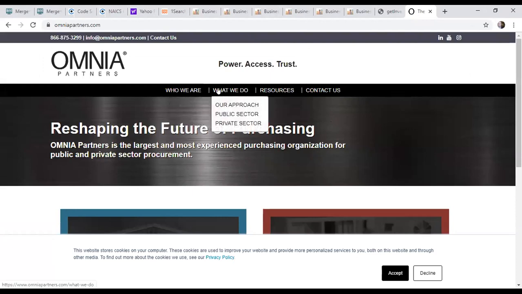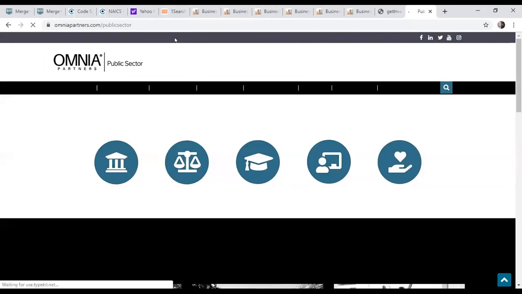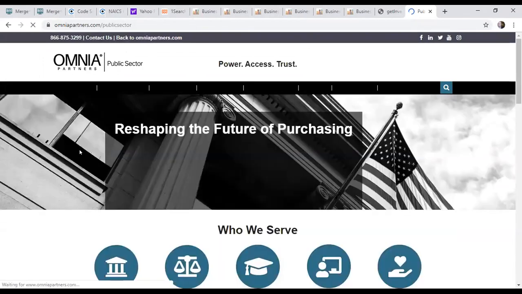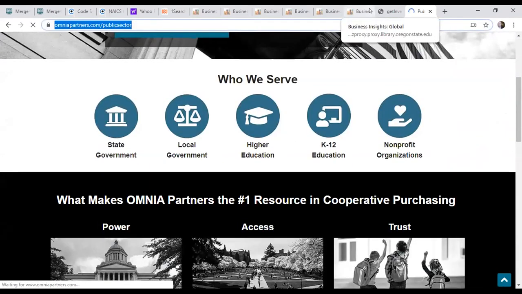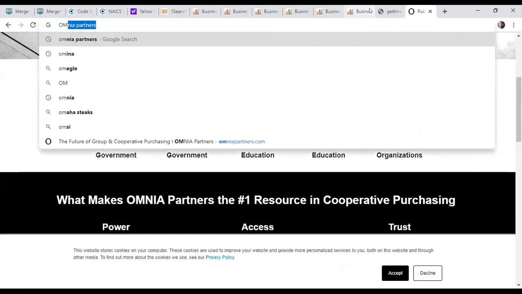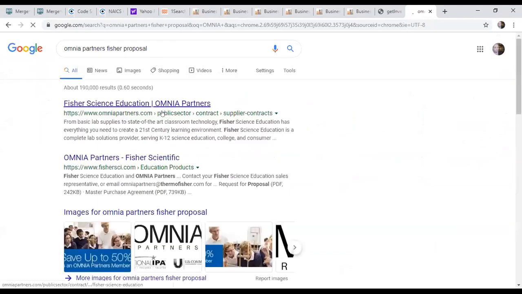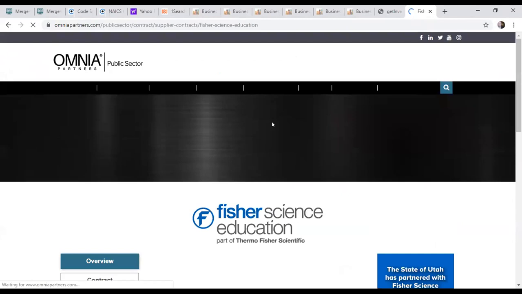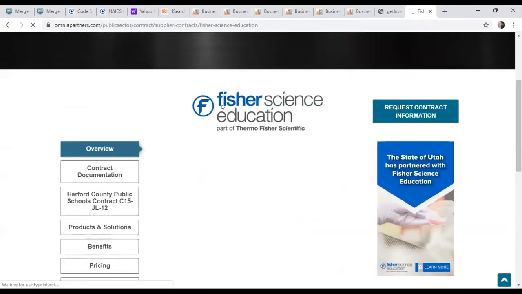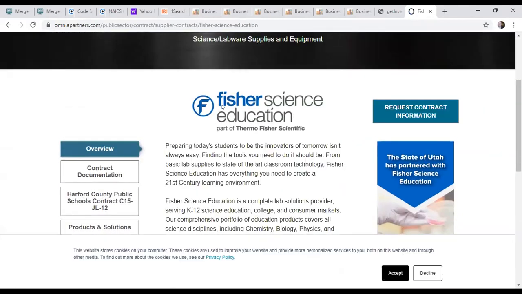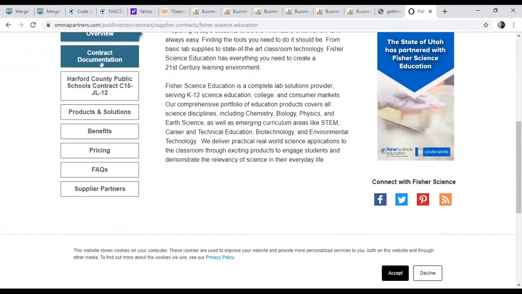And actually, if it's taking too long, I'll probably just use Google to go all the way to Fisher, because I happen to know that they have a Fisher contract. And also, NASPO has a Fisher contract, which is why we're focusing so much on Fisher during this.